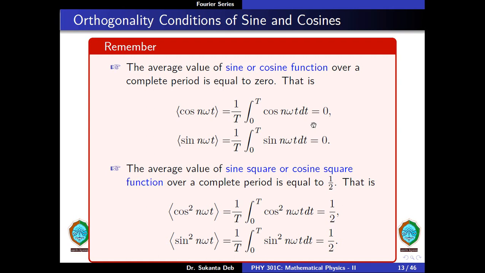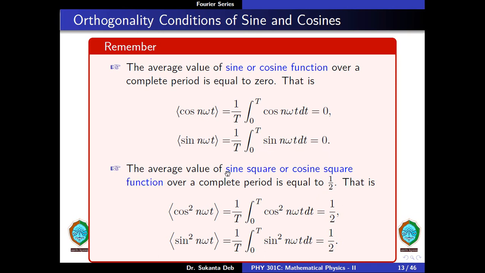Therefore, our first orthogonality condition basically follows from this. It says that the integral from 0 to T of cos of n omega t dt is equal to 0. Similarly, the integral from 0 to capital T of sin of n omega t dt is equal to 0.